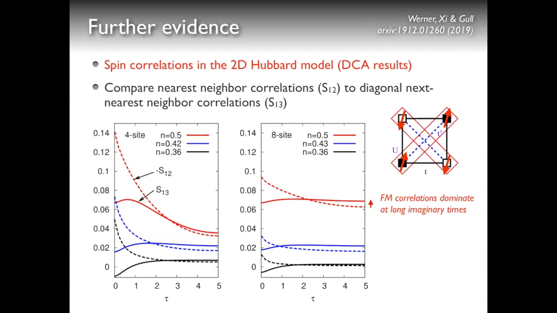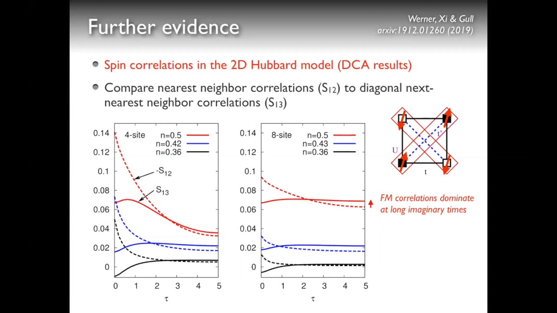And what is shown here on this slide is, as a dashed line, the antiferromagnetic nearest neighbor correlations, and as a solid line, the ferromagnetic next nearest neighbor correlations. If we look at the instantaneous correlations, that means tau equals 0, you can see that the antiferromagnetic correlations are dominant. But interestingly, if we go to long times, the ferromagnetic correlations start to dominate. So we have stronger ferromagnetic next nearest neighbor correlations than antiferromagnetic nearest neighbor correlations.